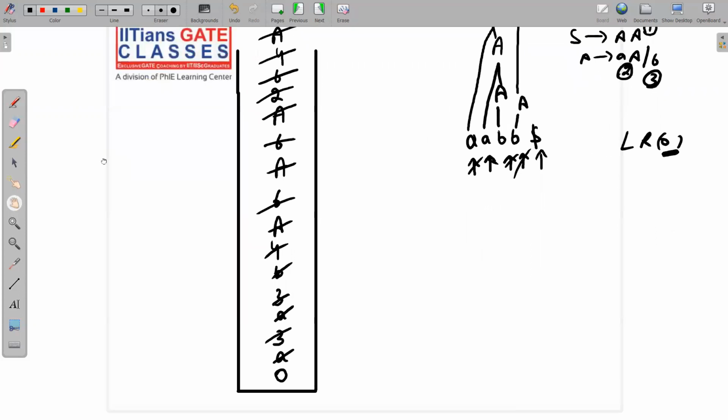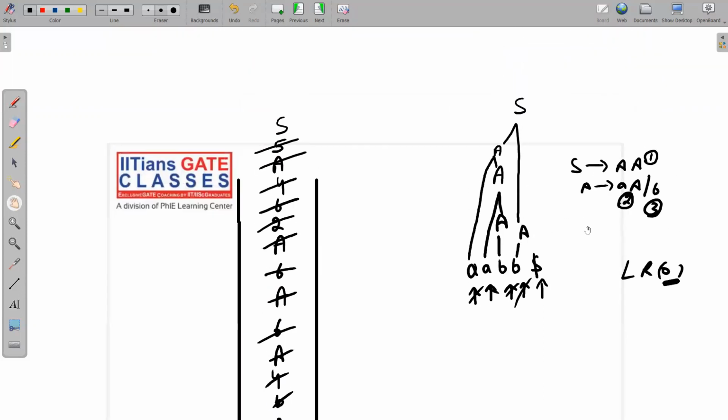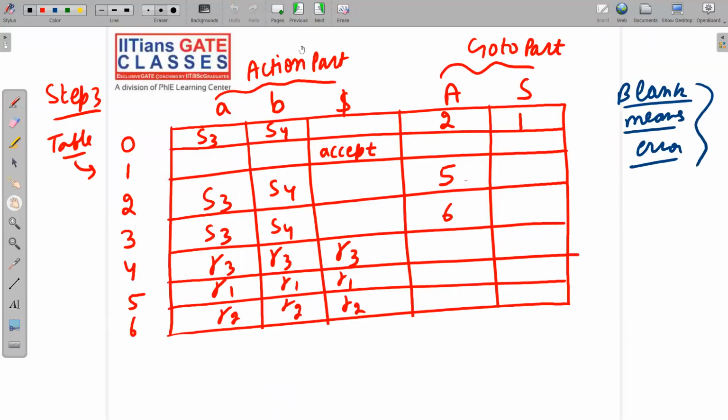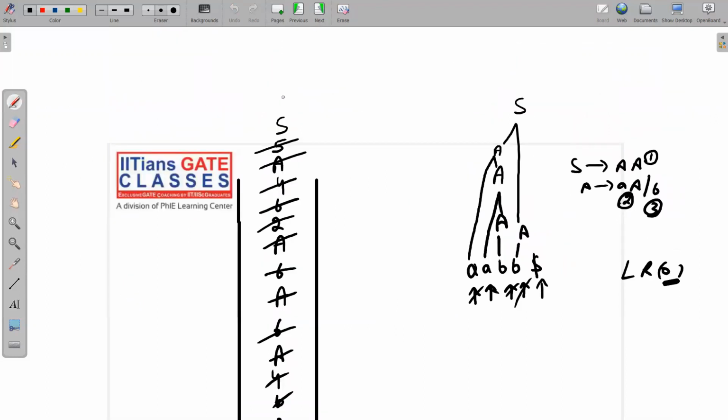Now 0 on capital S. See the slide. 0 on capital S is state number 1, so we will go to state number 1. And 1 on dollar is accept. So hence the string is accepted. Now you have got clarity that the string is scanned from left to right. We are scanning the string from left to right only. That is also clear. Now, what about this part?